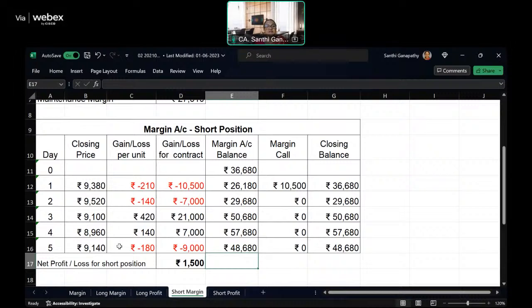Then, as with the other one, we found the profit or loss per unit, multiply with 50 to get it for our contract, adjust with the margin account balance. The moment the balance drops below the maintenance margin, you need to make a margin call to bring it back to the initial margin. And then again, profit or loss can be found in three different ways. One, the daily profit or loss as we added, which is what we have seen here.